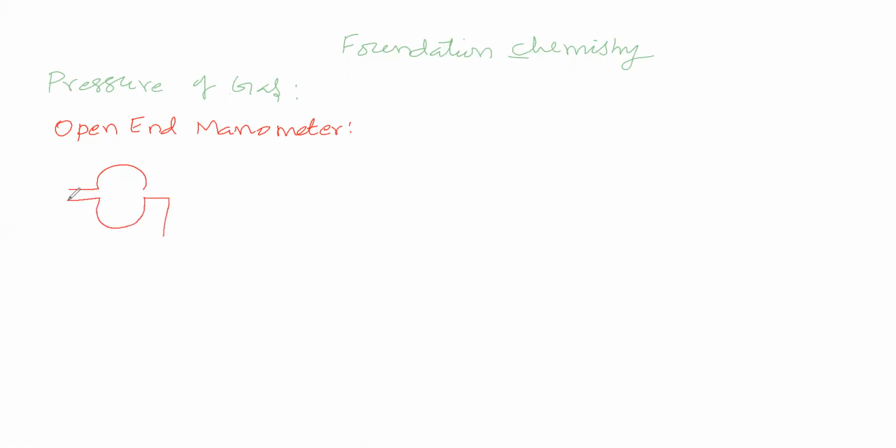This is a vessel in order to take gas. This is a U-tube. This is the open end. Open end in the sense atmospheric air will act. Here we will take gas, it is closed. Here mercury will be there. Mercury liquid is present.